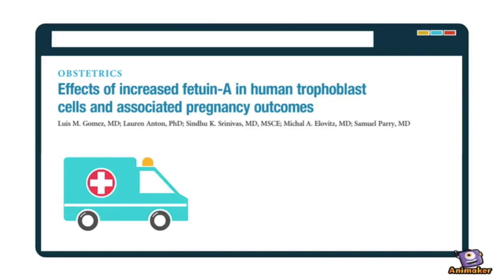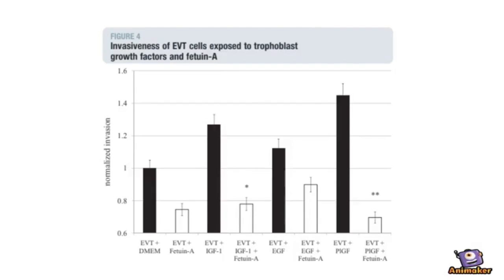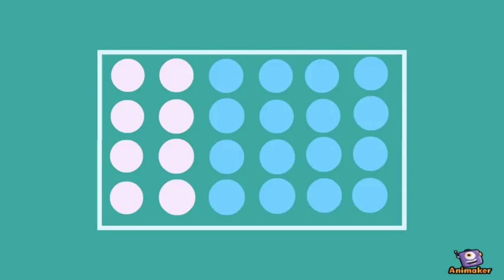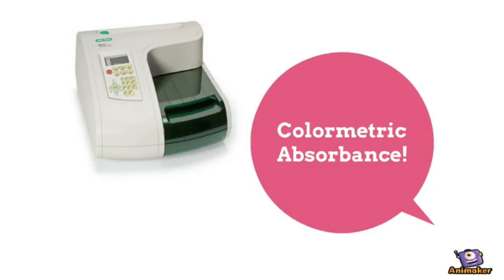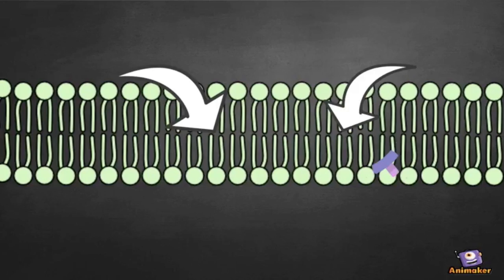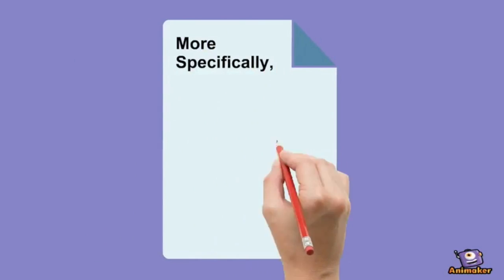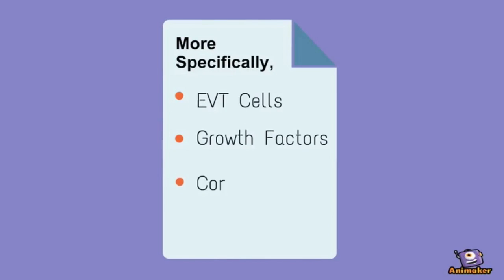Now let's look at the study Effects of Increased Fetuin-A in Human Trophoblast Cells and Associated Pregnancy Outcomes. Specifically, let's look at the experiment behind Figure 4, invasiveness of EVT cells exposed to trophoblast growth factors and Fetuin-A. They did an invasion assay. The control cells were placed into an invasion chamber, and the cells permeate into the membrane and are stained and treated with 10% acetic acid. This allows invasion of the membrane to be measured using colorimetric absorbance. Level of invasion can then be determined and compared using a few different methods, such as measure of density or number of dyed cells.